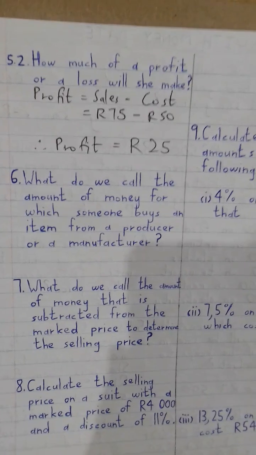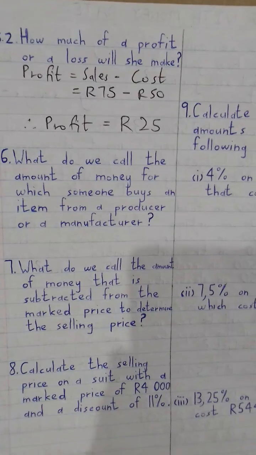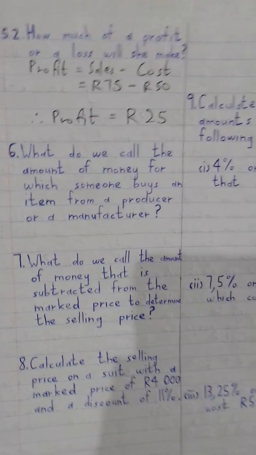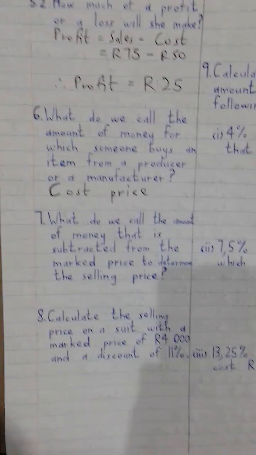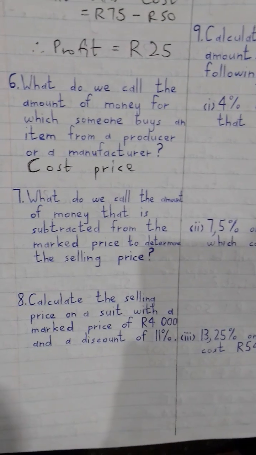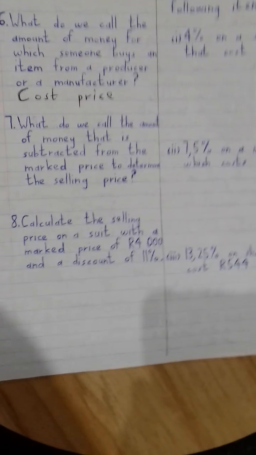Number 6 states, what do we call the amount of money for which someone buys an item from a producer or a manufacturer? When you buy from a producer or a manufacturer, that is called the cost price. Number 7 states, what do we call the amount of money that is subtracted from the marked price to determine the selling price? Remember, that is a discount.